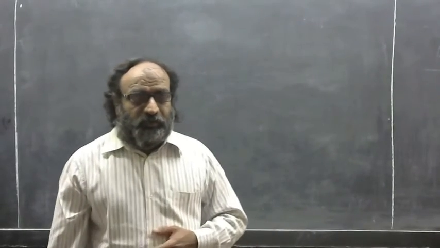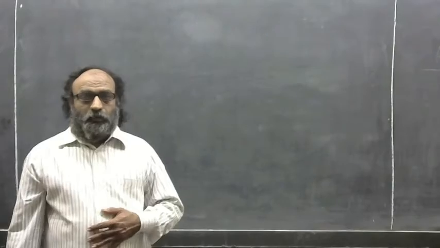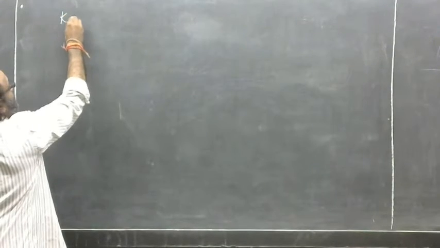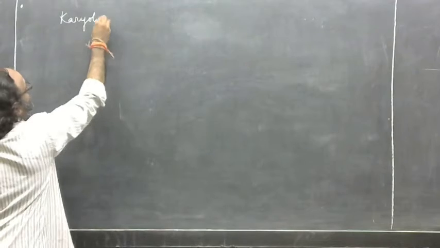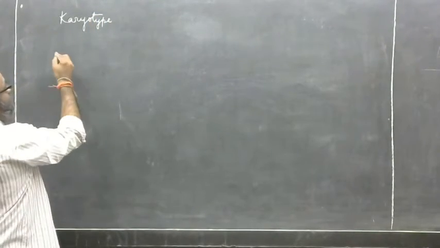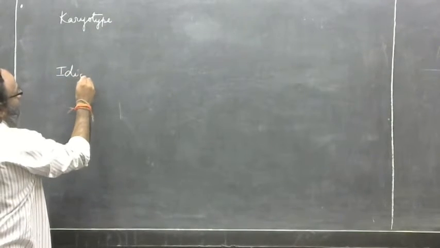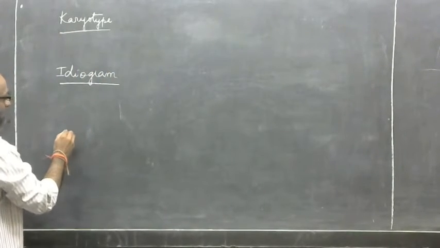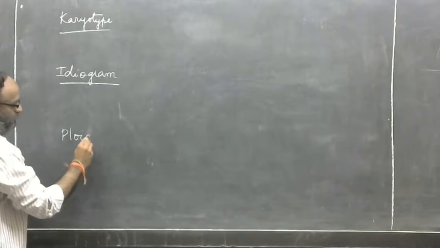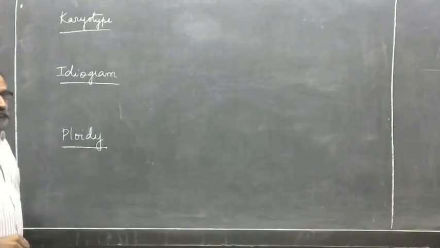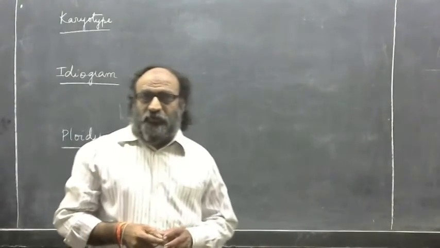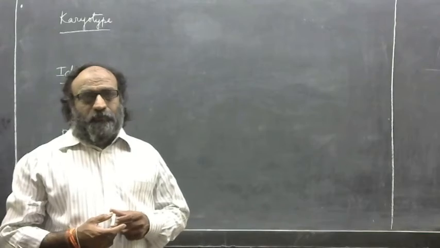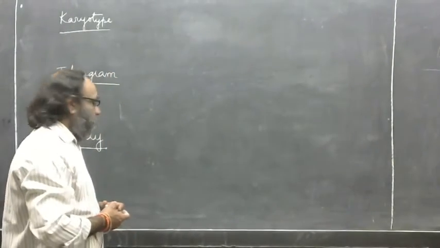Now we are going to discuss a few more important terms. They are terms like karyotype, ideogram, and ploidy. Now we are going to discuss these three terms. What is a karyotype and what is ideogram, and what is ploidy.